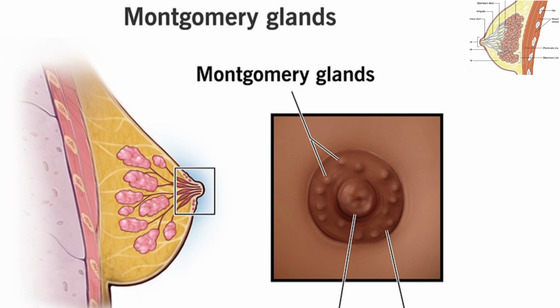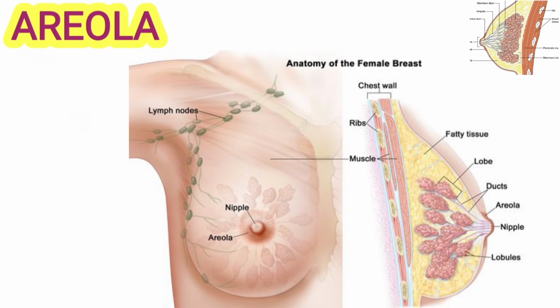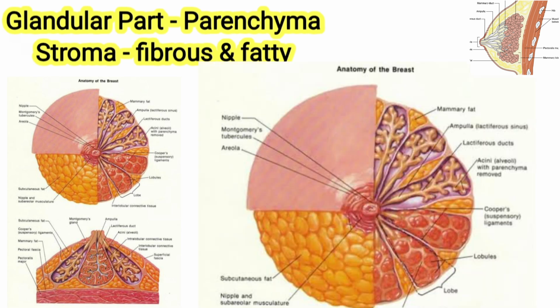So, you have seen the normal anatomical structure of the skin of the mammary gland, that is breast. You have seen that nipple is there and areola is there. Now we will study the glandular part and the stroma. Stroma is divided into two, fibrous and fatty. We have already seen parenchyma of the mammary gland is the milk producing glandular part of the breast. So, parenchyma is the functional working tissue and stroma is the supporting tissue.